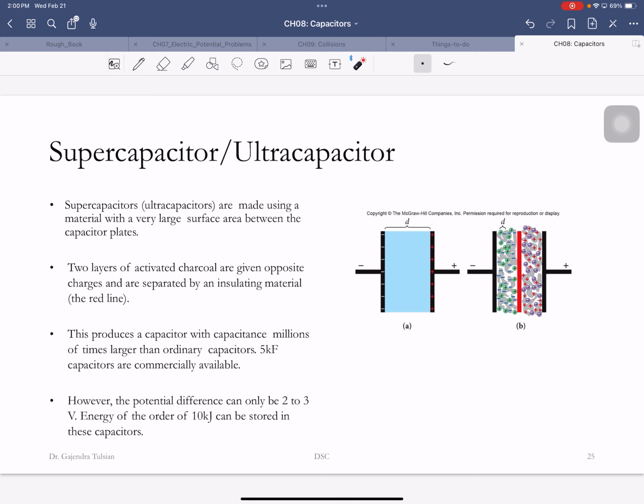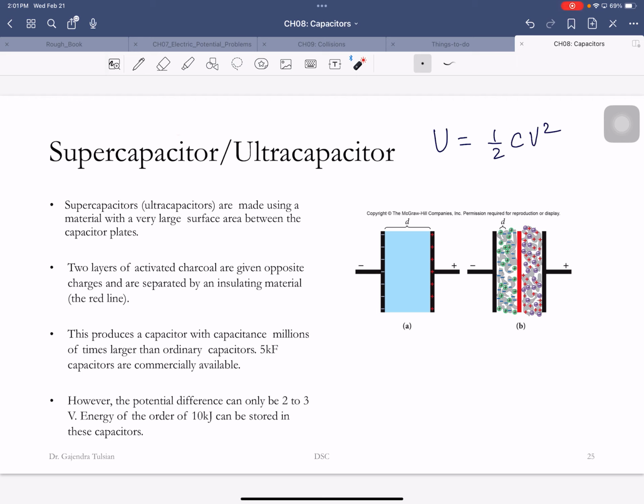This is the formula for energy stored in a capacitor, 1/2 CV squared. So you would like larger and larger capacitors to store more and more energy. You know that there's a maximum voltage you can charge any capacitor to. But if you had larger and larger capacitors, you could store more and more energy. So you like to build large capacitors, and some of them are called supercapacitors and ultracapacitors.